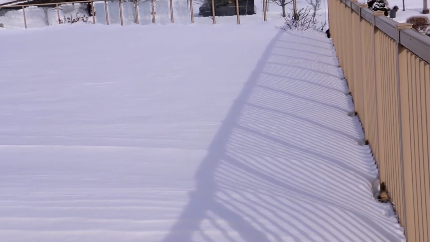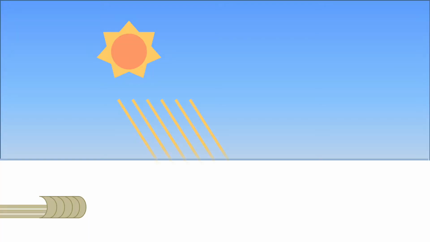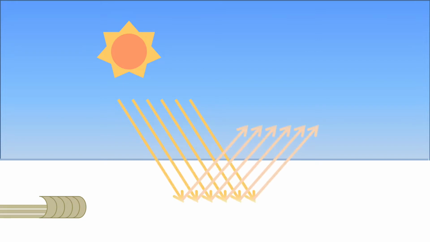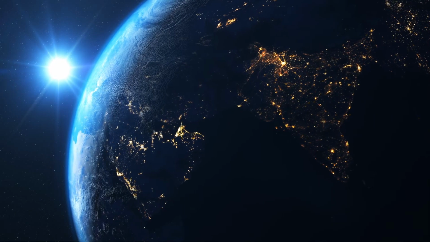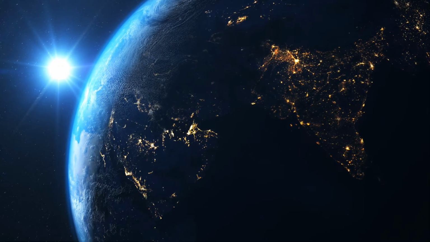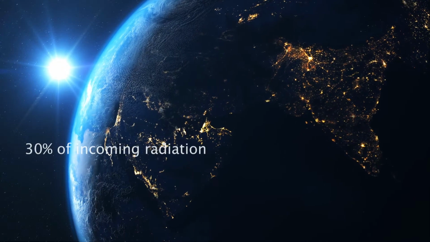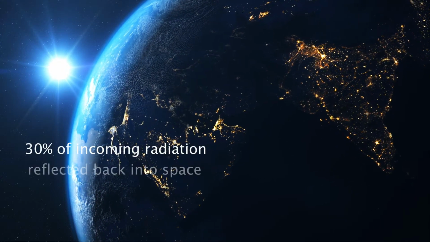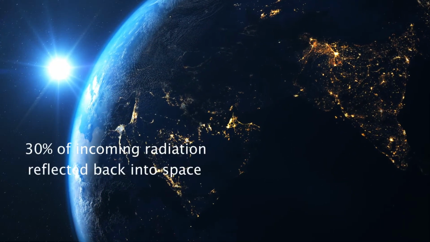On the other hand, shiny, bright surfaces, such as that of snow or ice, will reflect most infrared radiation as low-energy, long-wave radiation back through our atmosphere. Over the entire Earth's surface, about 30% of incoming radiation is reflected back to space.